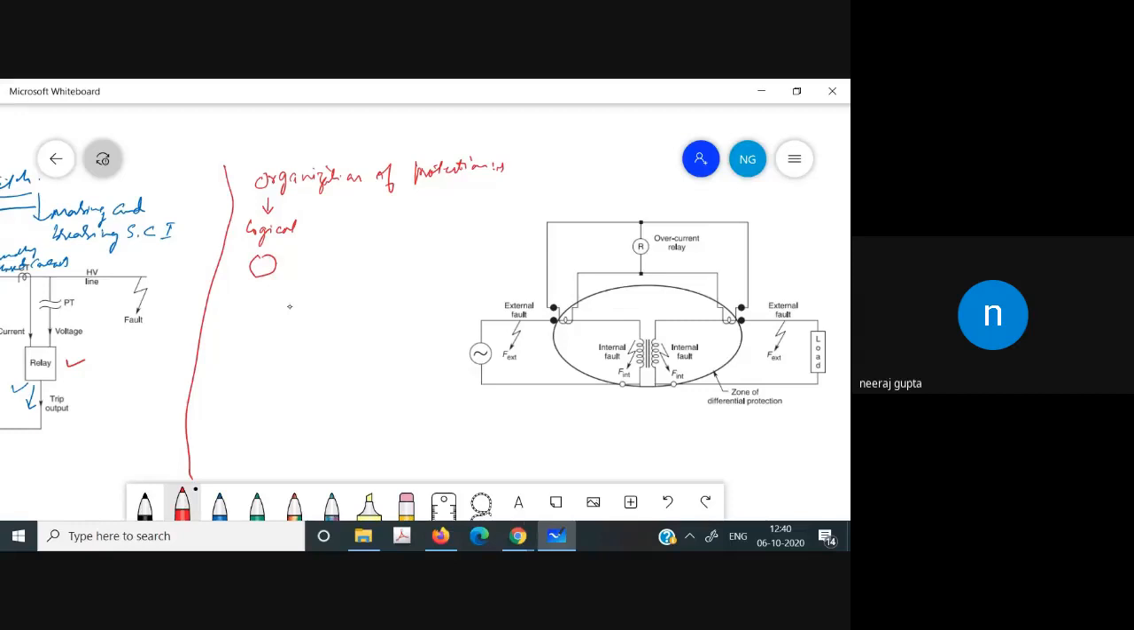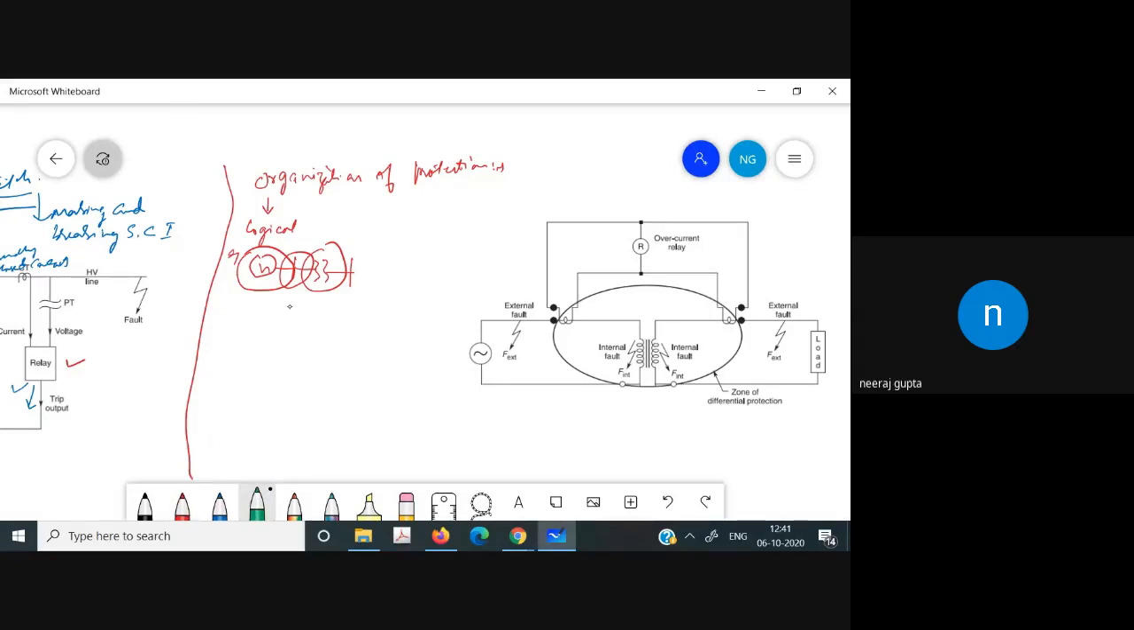Let us suppose that we have a generator. The organization of the protection system is such that a ring of protection is provided around each of the equipment. This is the generator protection ring. Then we have the bus bar protection ring. Then we have the transformer, like that. So the main idea is to provide a ring of security for each element of the power system.